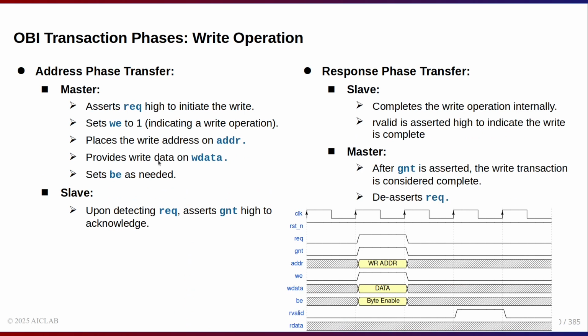OBI transaction phases, write operation. The write operation is similar to the read operation, with the key differences being that the write enable signal is high, the master places data on WDATA, and the master doesn't wait for the RVALID signal. As demonstrated here, you can see that the master sets its request to high, and in the same clock cycle, the slave acknowledges the request. After some clock cycles, the slave sets RVALID to high to indicate that the write operation is complete.